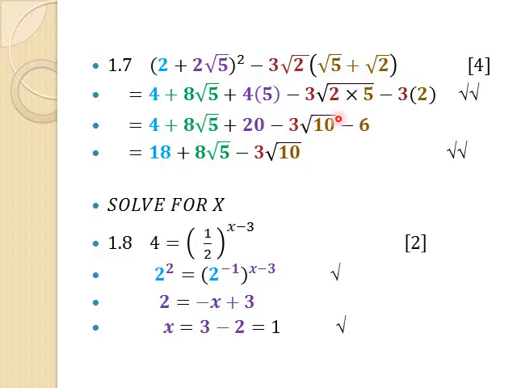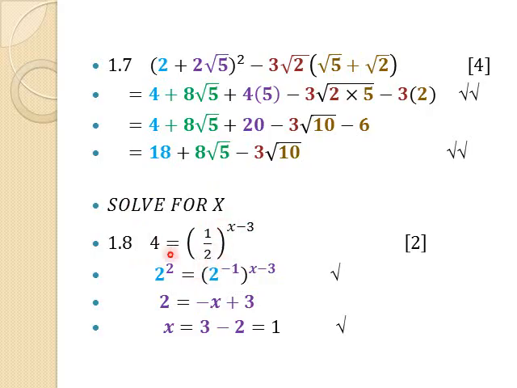8 square root 5 doesn't have a partner, so that stays. Minus 3 square root 10, no other like term, so that stays. So there, 1 mark for correctly multiplying out that 3, another mark for correctly multiplying out that part. Then here, 1 mark for simplification of 18, and another mark for understanding that that 2 is the same. Alright, last problem. So 1.8, we have 4 equals (1/2) to the power x minus 3, an exponential equation.